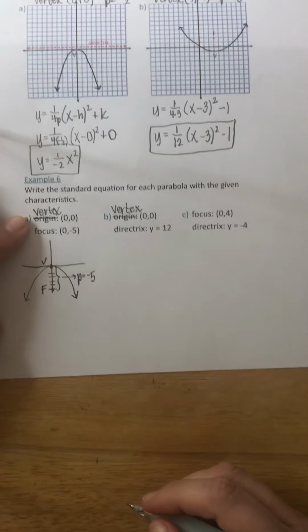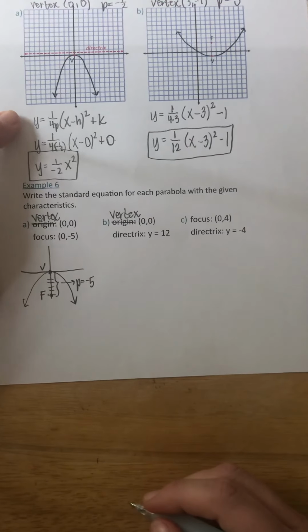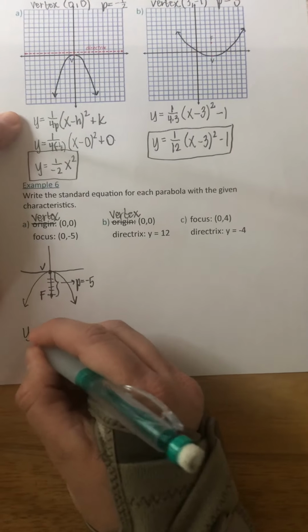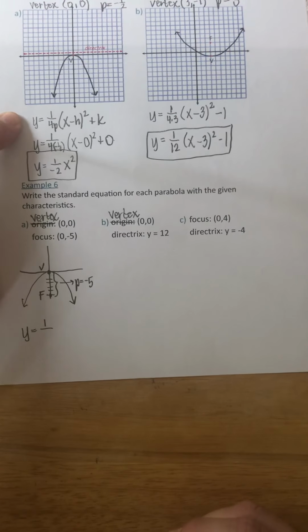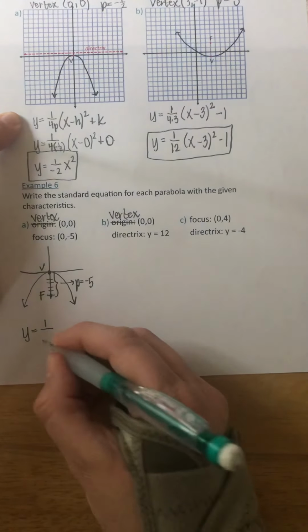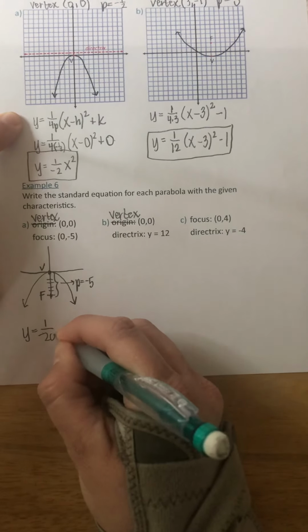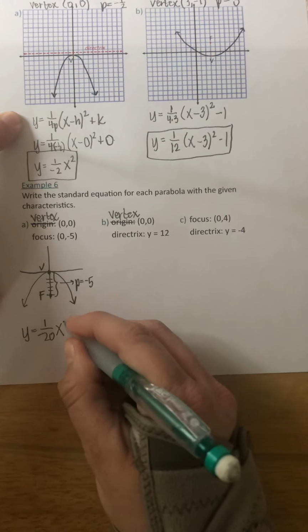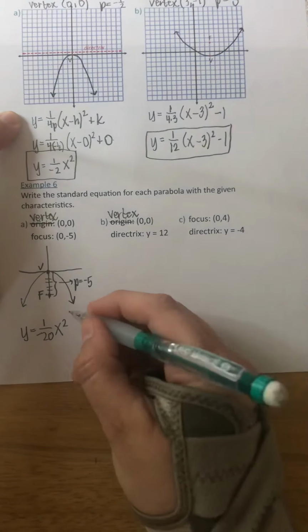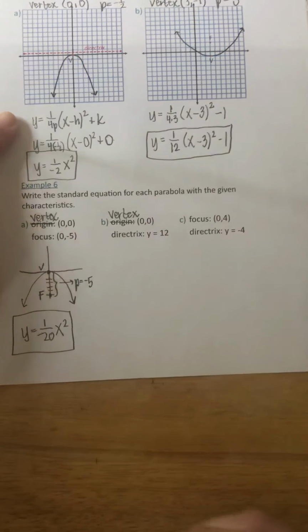The vertex is 0, 0. I'm going to go back to this formula right here that we've been using. So we're going to have y equals 1 over 4p. Well, if p is -5, 4 times -5 is -20. And the h and the k are both zeros because our vertex is the origin. So I just need that for the answer.